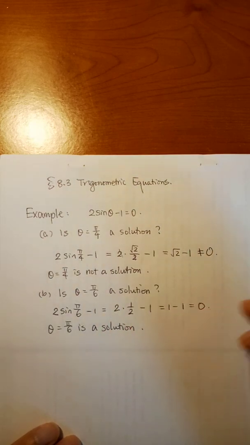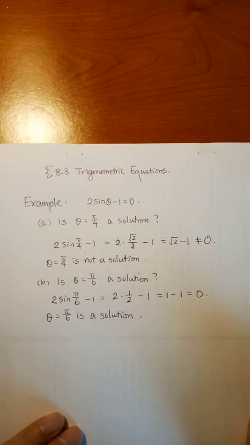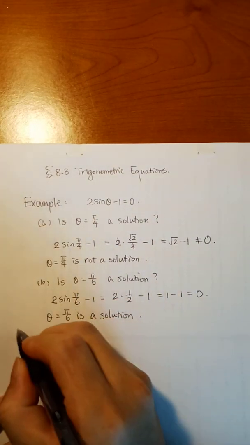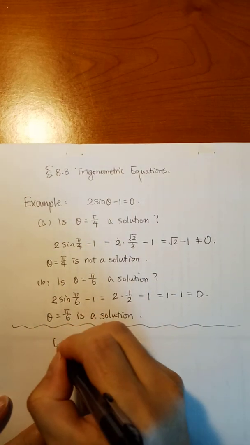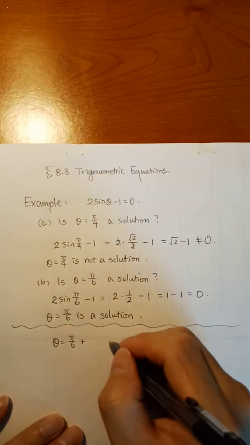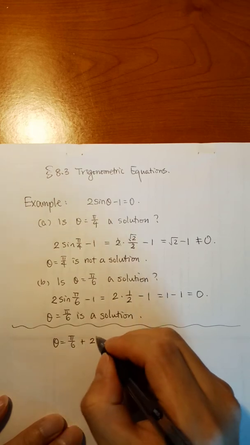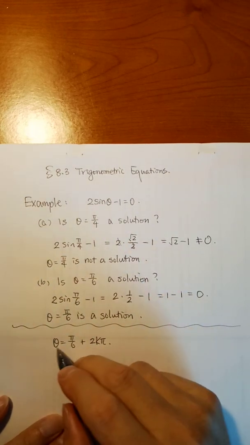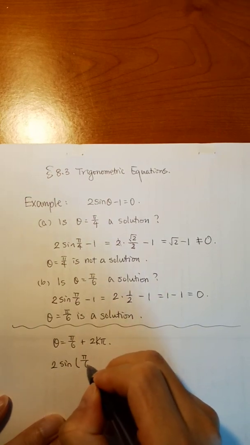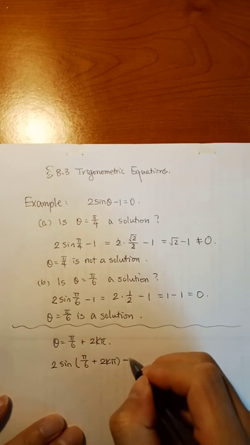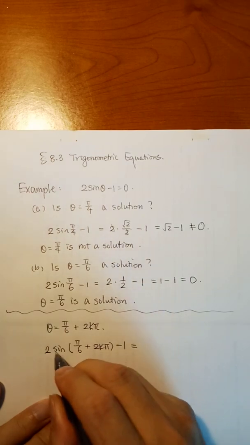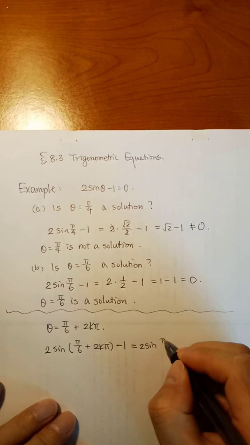But for the trigonometric functions, we know that they are periodic. So when you have theta equal to pi over 6 as a solution, if you let theta equal pi over 6 plus 2 pi, plus 4 pi, or minus 2 pi, minus 4 pi, it's periodic, so you can have 2k pi here. When theta is pi over 6 plus 2k pi, you evaluate the left-hand side. Since 2k pi is a period, when you compute the sine, you can just ignore it.